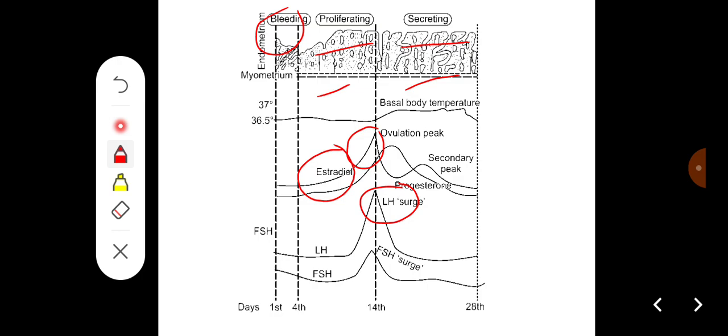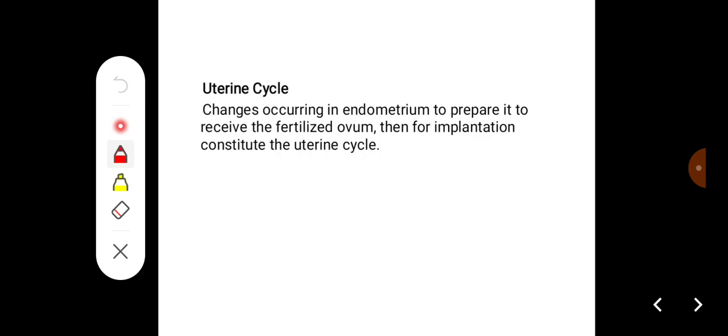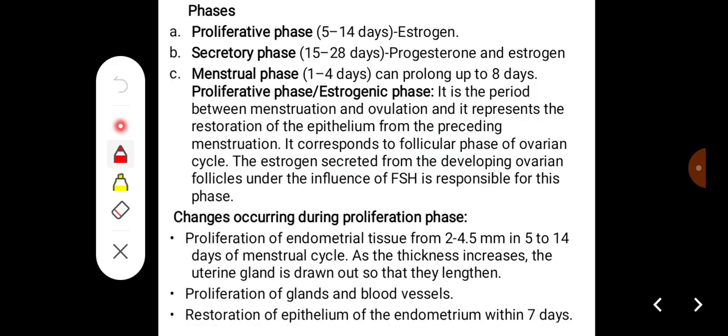And thus, ovulation occurs, and the ovum, therefore, is going to start producing progesterone, and that forms the luteal phase. Uterine cycle: the changes occurring in the endometrium to prepare it to receive the fertilized ovum for implantation constitute the uterine cycle.